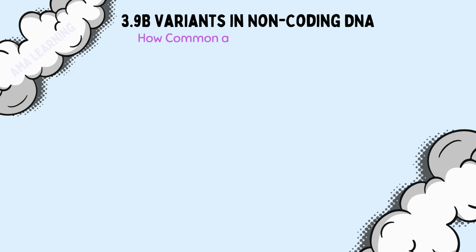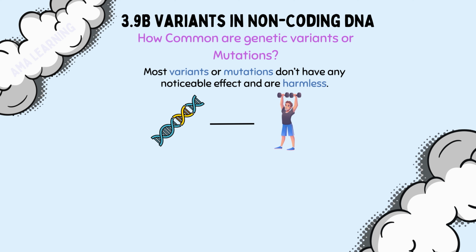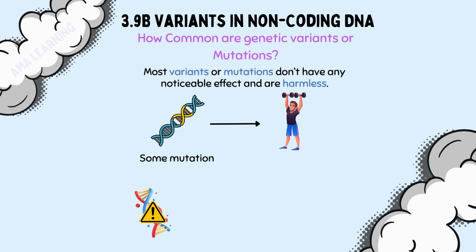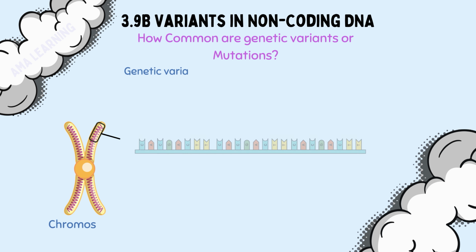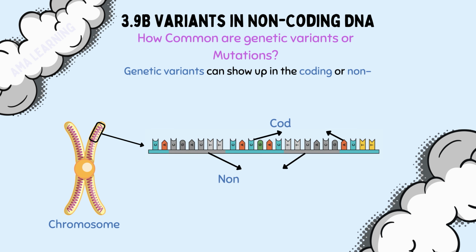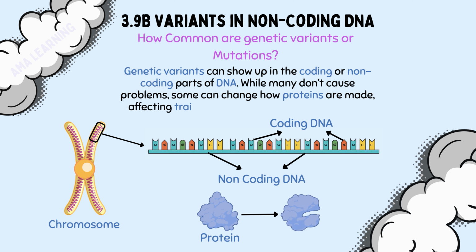How common are genetic variants or mutations? Most variants or mutations don't have any noticeable effect and are harmless. Rarely, some variants or mutations can be helpful, and some may be harmful and cause diseases or disorders. Genetic variants can show up in the coding or non-coding parts of DNA. While many don't cause problems, some can change how proteins are made, affecting traits or leading to inherited conditions.